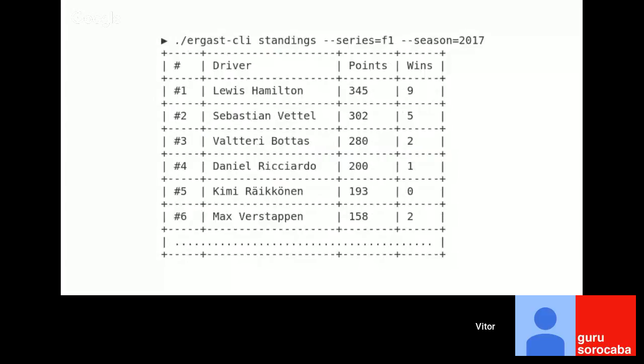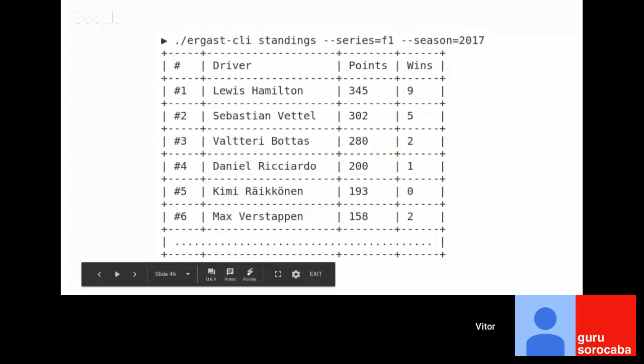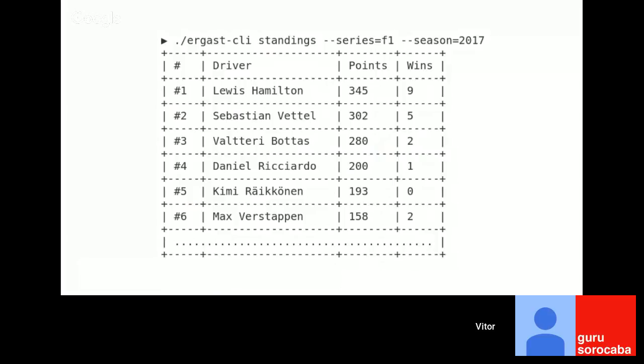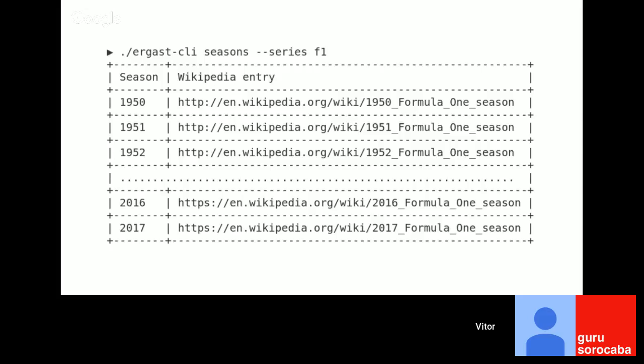Another example here is the stages command. We are receiving two options here, the series and the season. So if I want to know the stages for the season of, I don't know, 2015, I can just say the CLI stages --series Formula 1 --season 2015. And here I got this nice and beautiful table with the results and all the things that I had to on this data. And it works basically in the same way as the seasons command that I showed you.